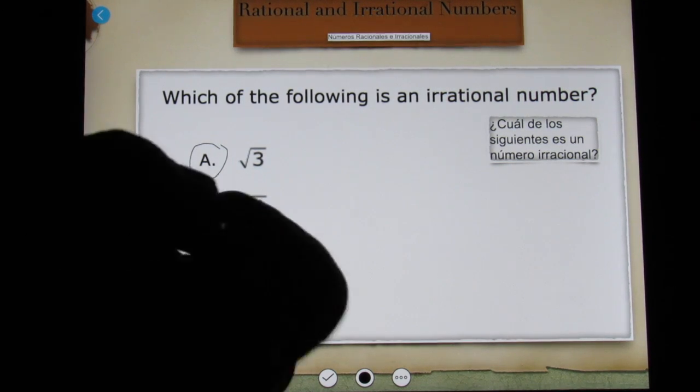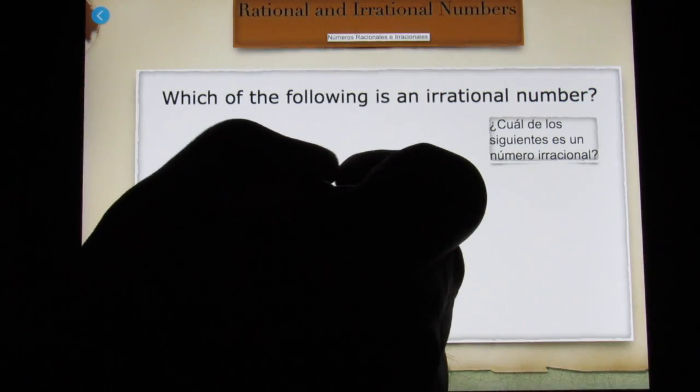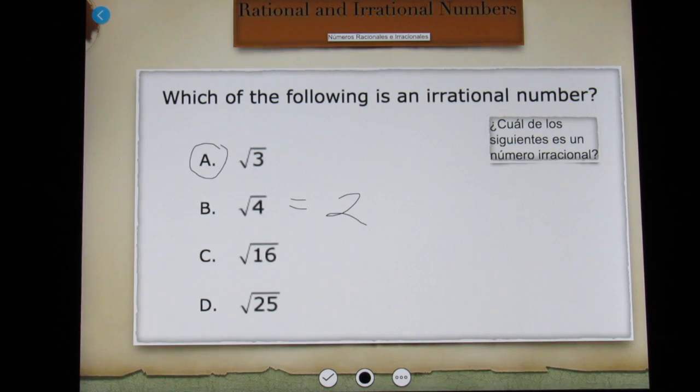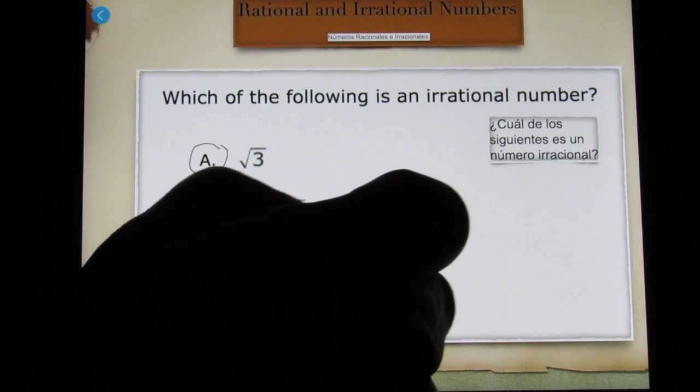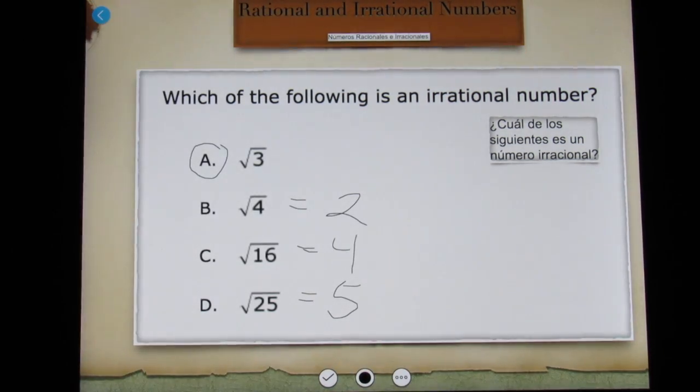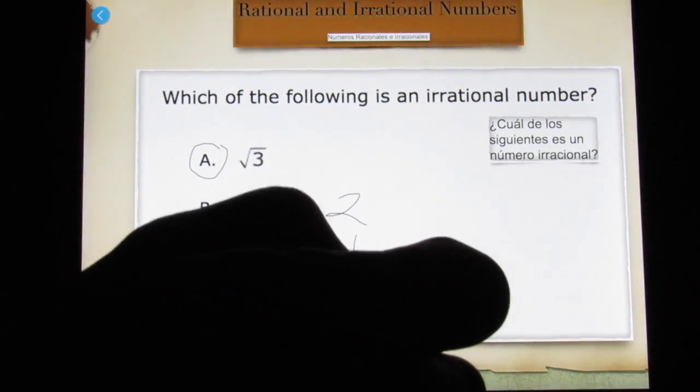When I take a test, though, I like to check everything else. The square root of 4 is 2. The square root of 16 is 4. And the square root of 25 is 5. So I have a rational number, a rational number, a rational number, and a long, never repeating number like the square root of 3, irrational.